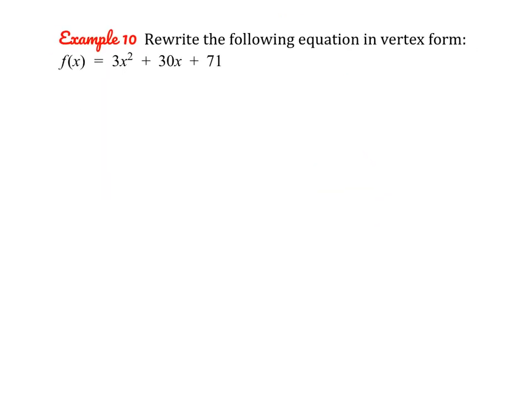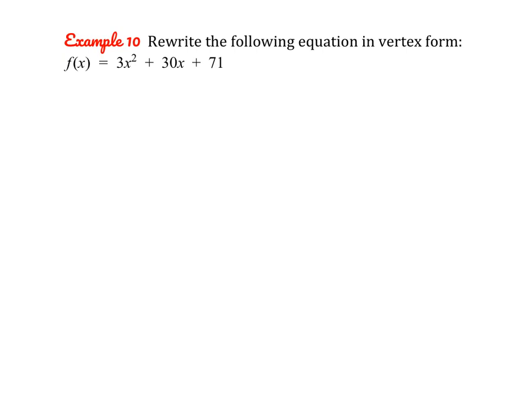All right, so here's the last example for the entire video. Here we're going to be rewriting again in that vertex form. Our first step is going to be the same. We need to take this number and move it to the other side. So we're going to do y minus 71 equals 3x squared plus 30x.